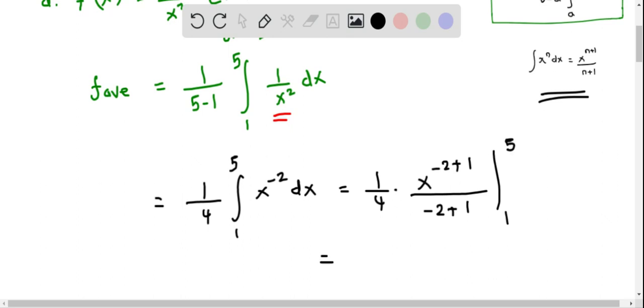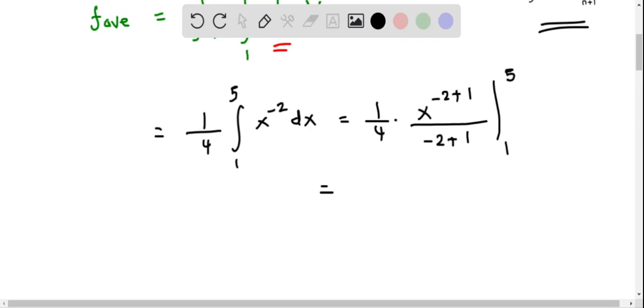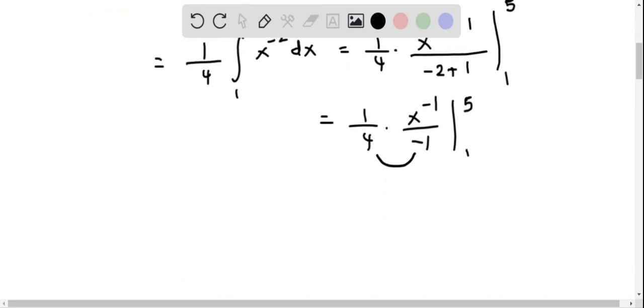So let's simplify this. This equals 1/4 of x raised to the power of negative 2 plus 1, which is negative 1, divided by the same number, negative 1, within the limits 1 to 5. Now 1 over negative 1 is negative 1, so I put this as negative 1/4 times x raised to the power of negative 1, which I write as 1 over x. This has to be evaluated from 1 to 5.